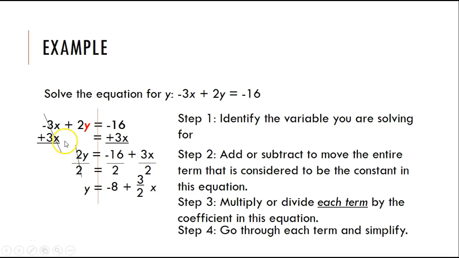And don't forget, 3x over 2 and 3 halves x are the same thing because 3 halves times x is the same thing as saying 3 halves times x over 1. 3 times x is 3x, and 2 times 1 is 2. And that's it. That's all we have to do to solve an equation for a specific variable.